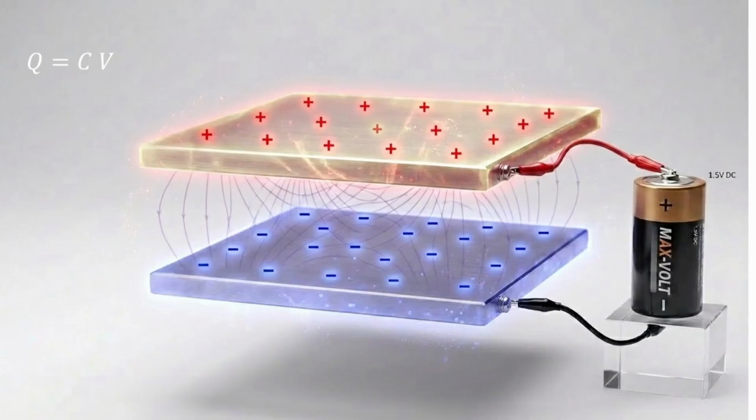In this equation, Q equal to CV, C is actually the constant of proportionality. And this constant of proportionality is what we call capacitance. So capacitance equals Q by V, that is charge per unit volt. So what does it mean? It means that capacitance actually measures the ability of a capacitor to store charge. And capacitance is always positive.